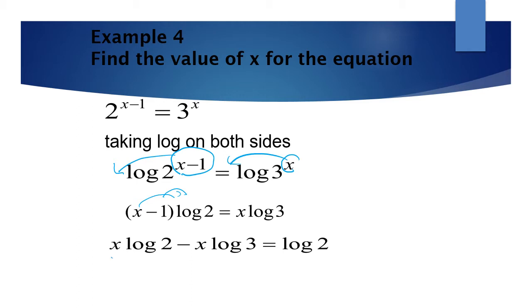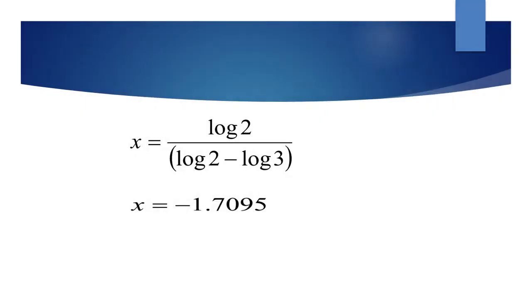So we group the x together on the left side, and on the right side we only have a value. So what we can do is factorize the x. After factorizing the x, we have x multiplied by log 2 minus log 3 equal to log 2. So x is log 2 over log 2 minus log 3. Just use your calculator directly to find the value. So x equals negative 1.7095. For this part also, we have to check whether the answer satisfies the question or not. Anything related to log, use the calculator.